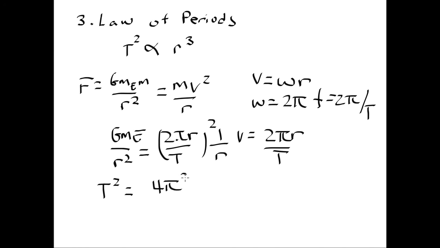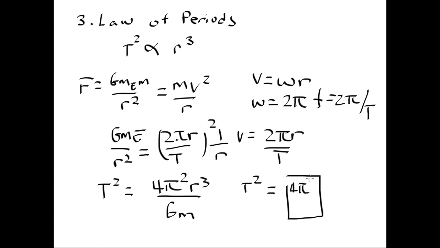And if we rearrange both sides to isolate T, we get T squared equals 4 pi squared times r cubed over GM. And we can tell that T squared is proportional to r cubed because 4 pi squared over GM is a constant, which we isolate.